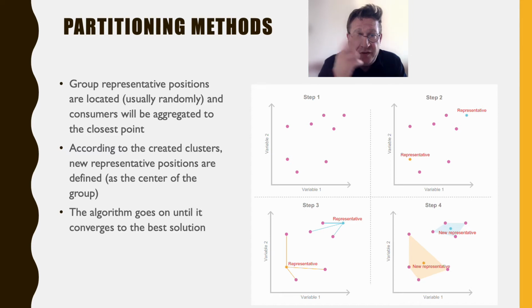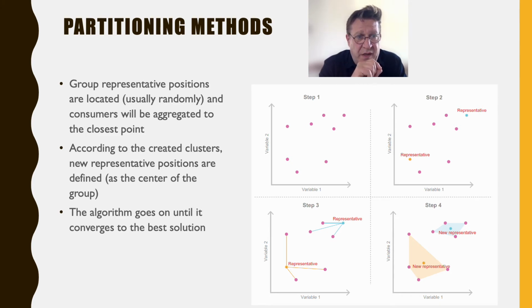Then at step number 2, group representative positions are located. In that case, there are two possible groups, let's say, and usually it's done randomly by the software. Two points are located, and as you can see on step number 3, the consumers will be aggregated to the closest representative point. In that case, there will be a red group and a blue group according to the consumers' positions towards the two representative points.